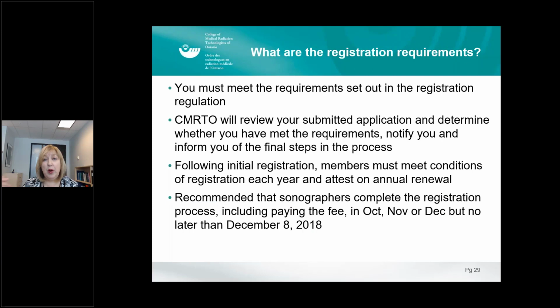What are the registration requirements for sonographers? Well, you have to meet the requirements that are set out in the regulation. And that's the big difference with a regulatory body. All our requirements are set out in the law. Our registration regulation is part of the MRT Act and, in fact, is legal. When you submit your application, we will review it and determine whether or not you've met all the requirements set out in the regulation. And we'll notify you and inform you of the final steps in the process for registration.